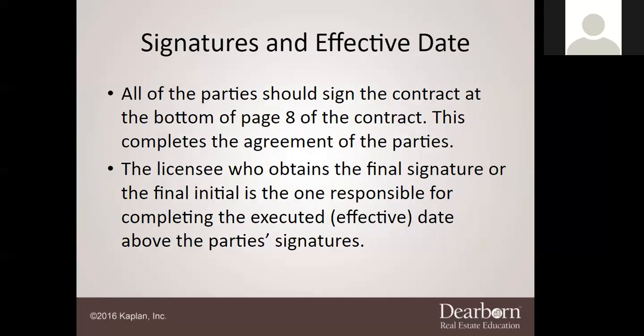Signatures and effective date. All of the parties should sign the contract at the bottom of page 8 of the contract. This completes the agreements when all parties have signed. The licensee who obtains the final signature or the final initial is the one responsible for completing the executed effective date above the party's signature. Why is that important, Miss Linda? Because that speaks volumes. What's so important about the effective date, Mr. Stahl? Everything basically is based off of that.